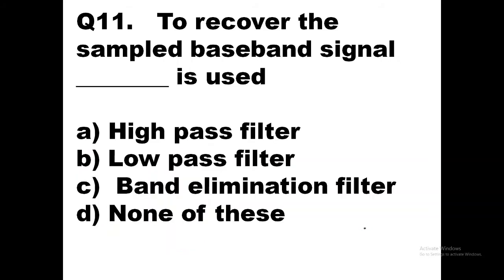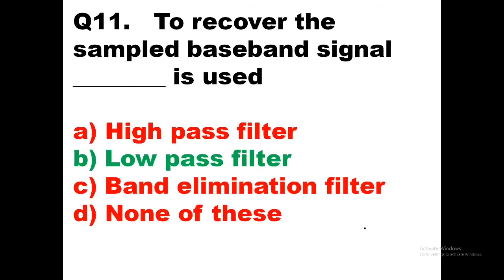To recover the sampled baseband signal, dash is used. Okay, now we have seen sampling of low pass signals. If you want the basic information signal back from the sampled wave, you have to use a low pass filter. Only if you use a low pass filter, that is from 0 to Fm, then that original signal with bandwidth of Fm will be obtained back. So here the answer should be low pass filter. To recover the sampled baseband signal, a low pass filter is used.